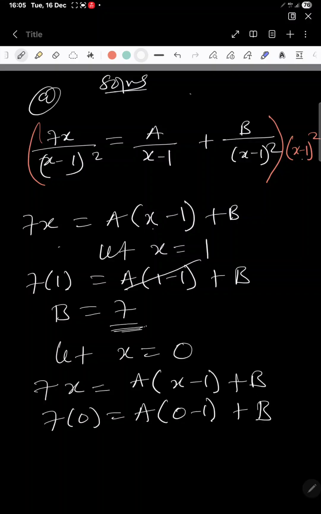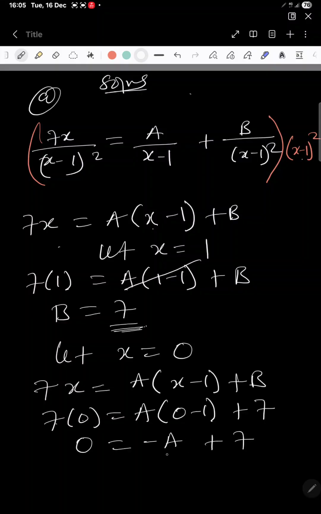Now remember, don't forget that the value of b has been found already. Where is the value of b? The value of b is here. So you can simply replace b with this value you've already gotten, which is 7. So by putting a 7 there, now we say 7 times 0 is equal to 0 minus 1, which is a negative 1 times a is negative a, then plus 7 here.